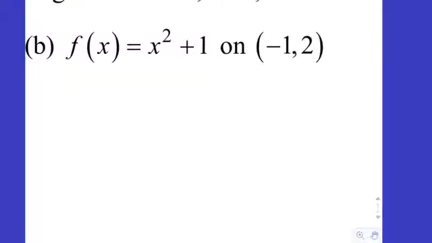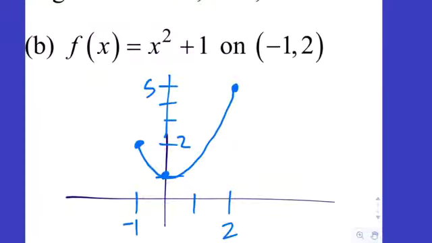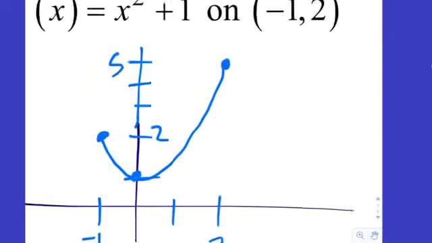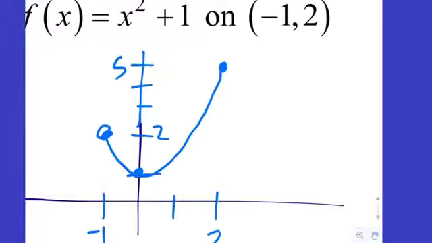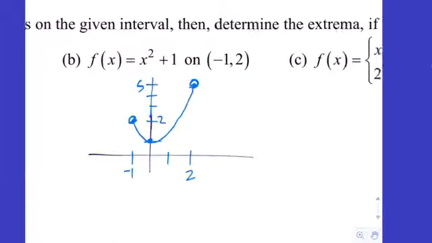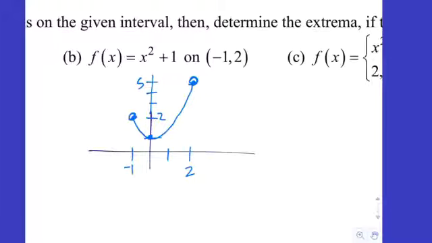Open interval. All right, so let's go ahead and paste our picture from the first one. And now at the endpoints, we'll just make them open. There we go. So now we have an open interval. It's still an interval. Do we have a minimum?